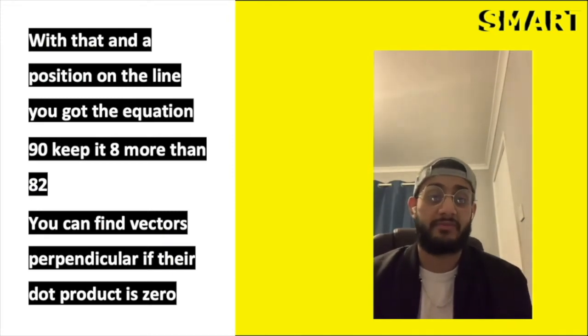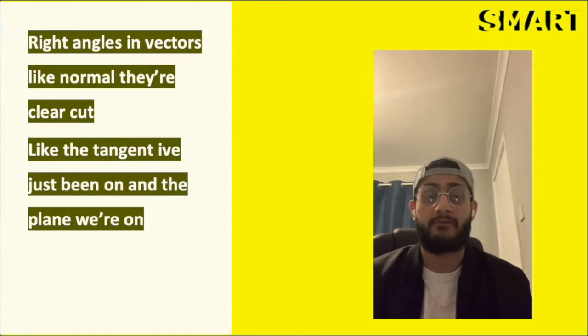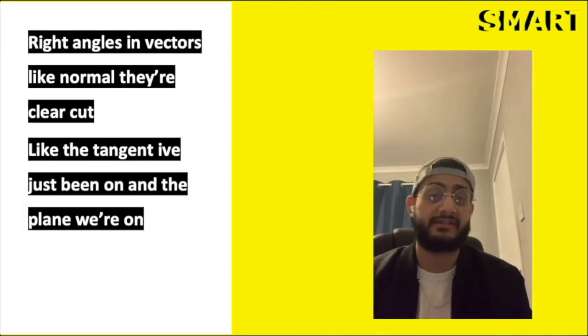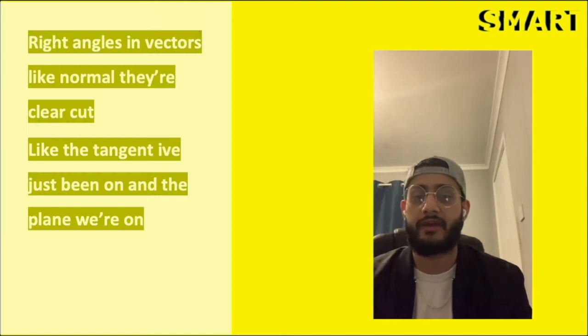You can find vectors perpendicular if the dot product is 0. Right angles in vectors like normal, they're clear cut, like the tangent I've just been on the plane that we're on. So yeah, you can have tangent planes as well that you learn further on into vectors and stuff like that as it gets advanced.